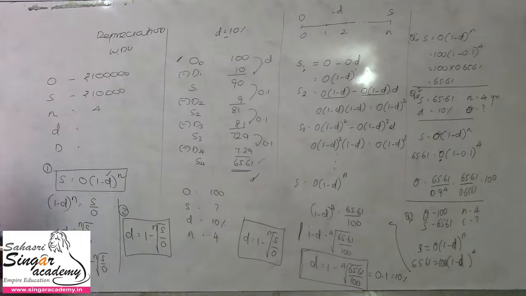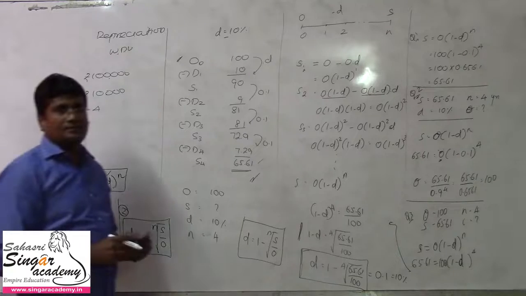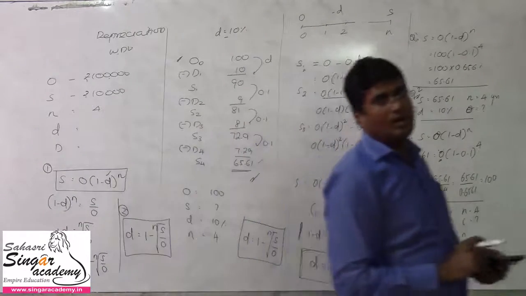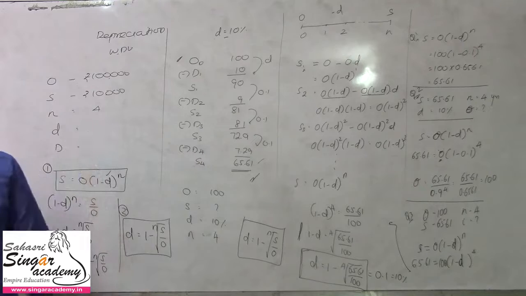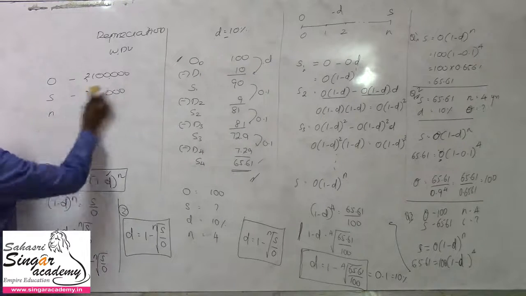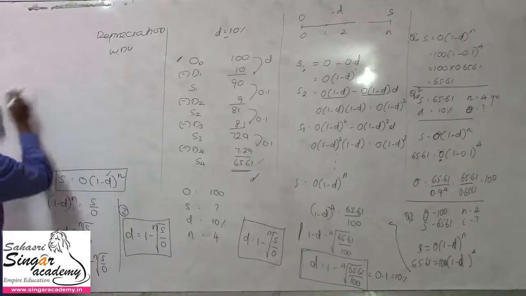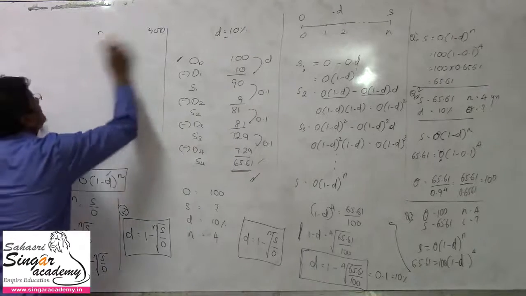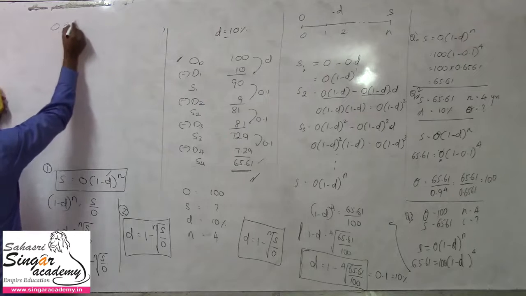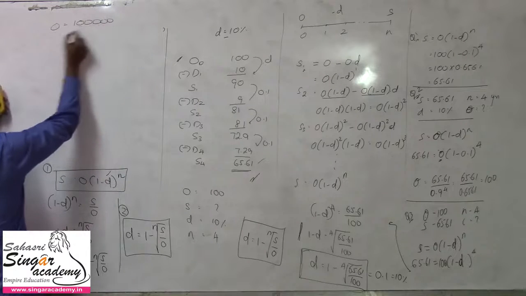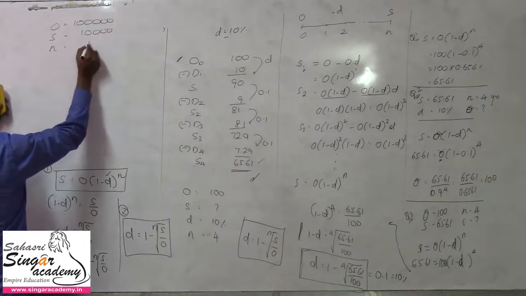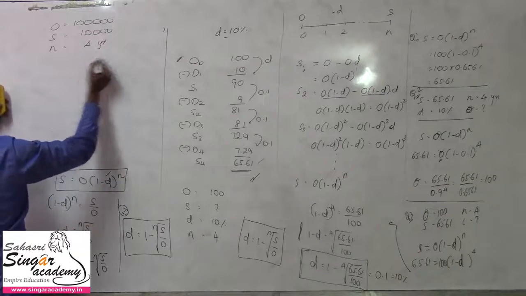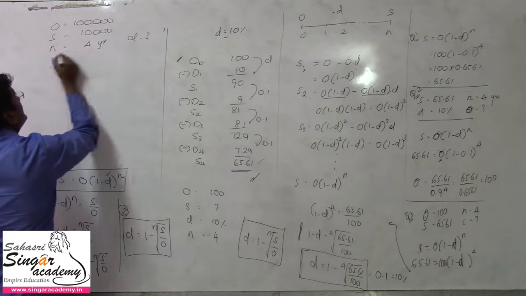This is about the calculation of rate of depreciation under the WDV model. Let me come to this illustration. In the illustration, I will solve it and show you. O being 1 lakh, scrap being 10,000, n being 4 years, and you have to calculate what is the rate of depreciation.